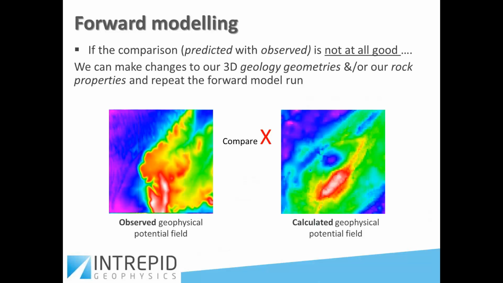If the comparison of predicted with observed anomalies is not good at all, then we obviously have work to do. We need to consider that there may be errors or imperfections in our 3D geology geometries and/or our rock properties. Then, as adjustments are made, we can repeat the forward modelling process and compare again the observed against the calculated physical potential field.